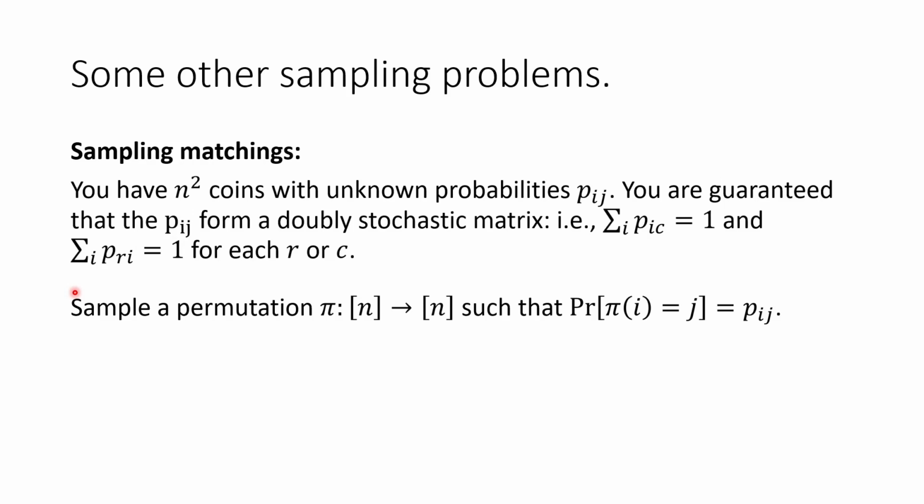Here's another problem of this flavor. You have n squared coins with some unknown probabilities p_ij, and you're guaranteed that these p_ij form a doubly stochastic matrix. So if you put them into an n by n matrix, every row sums to 1 and every column sums to 1. And your goal is to sample a permutation from n to n, or you can think of it as a matching from n to n, such that the probability that i is matched to j is exactly equal to p sub ij. It's not even maybe a priori clear why you can do this, even if you knew the p_ij's, but it turns out you can.